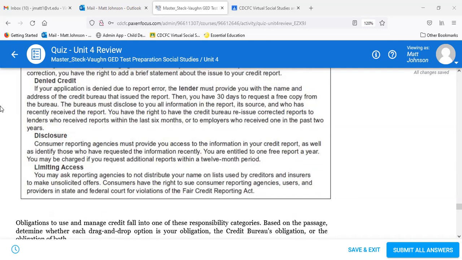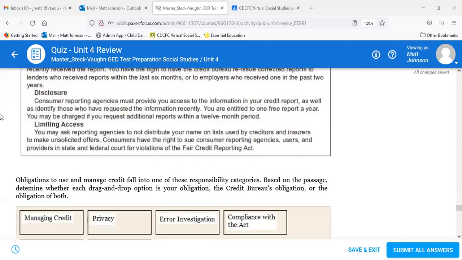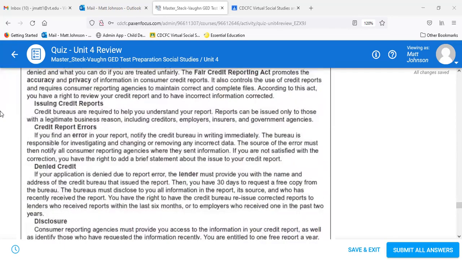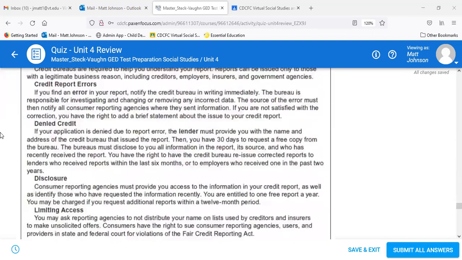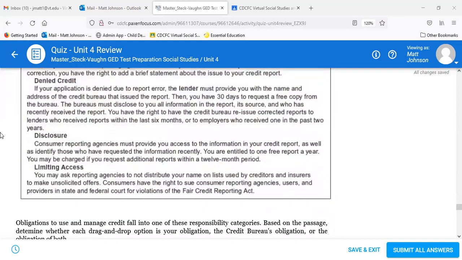And then limiting access. You may ask reporting agencies to not distribute your name on lists used by creditors and insurers to make unsolicited offers. Consumers have the right to sue consumer reporting agencies, users, and providers in state and federal court for violations of the Fair Credit Reporting Act. So that's the rights you have in regards to your credit, what you can do if there are discrepancies or anything else, and who can access it.